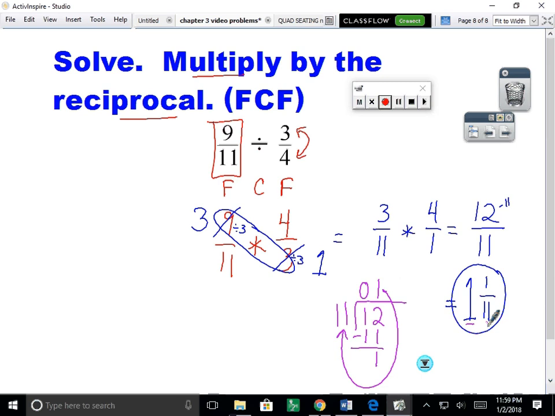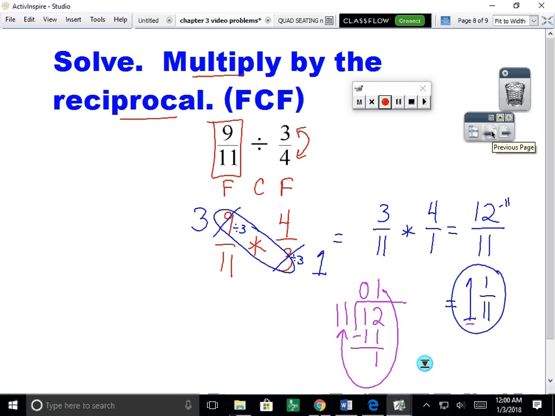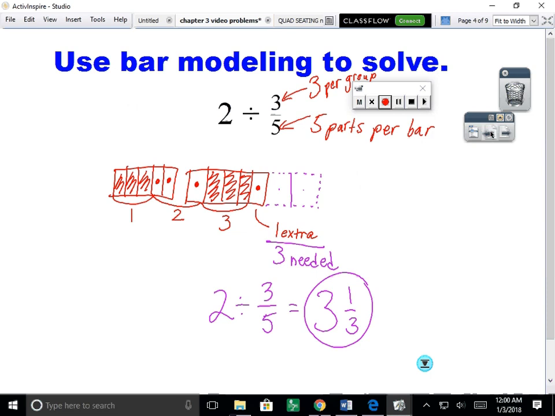You could definitely try modeling that. I think it probably is possible, just might be a little bit challenging. But this freeze, change, flip approach, oh, it's fast and it works every time. With that, I definitely hope that you have learned how to use multiplication with the reciprocal to get rid of these divisions and treat them like multiplications. I also hope that you have some understanding of how to divide fractions using this model approach. So our goal today was to get you that modeling method started and then to move you into that reciprocal approach.